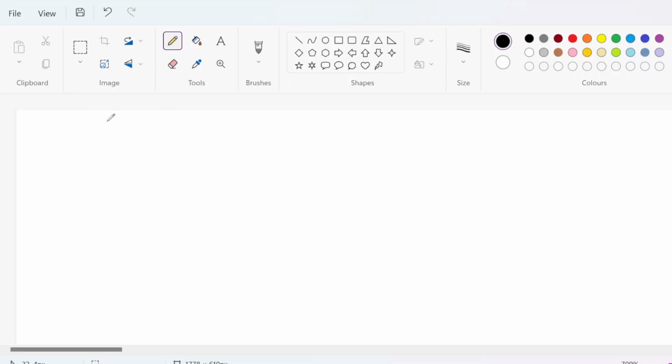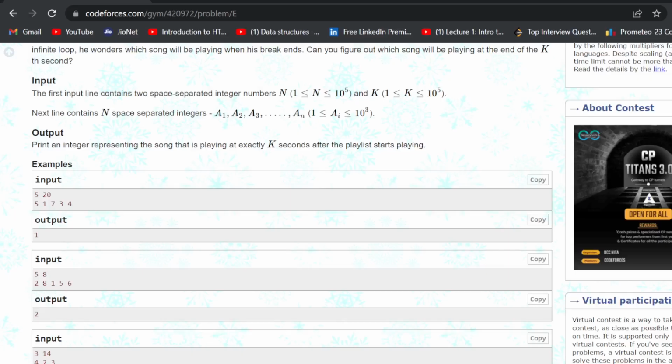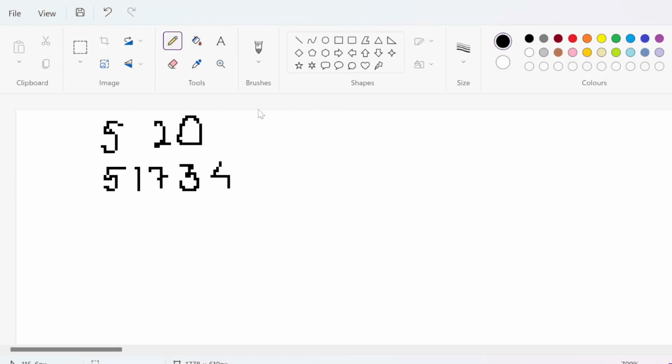So let us take the first test case: 5, 20 and then 5, 1, 7, 3, 4. Okay, so this is a sample test case which was given to us. Now let us examine this. We are given 5 songs whose lengths are given, and the length of the break is 20 seconds. We need to find out which song will be played at the 21st second.